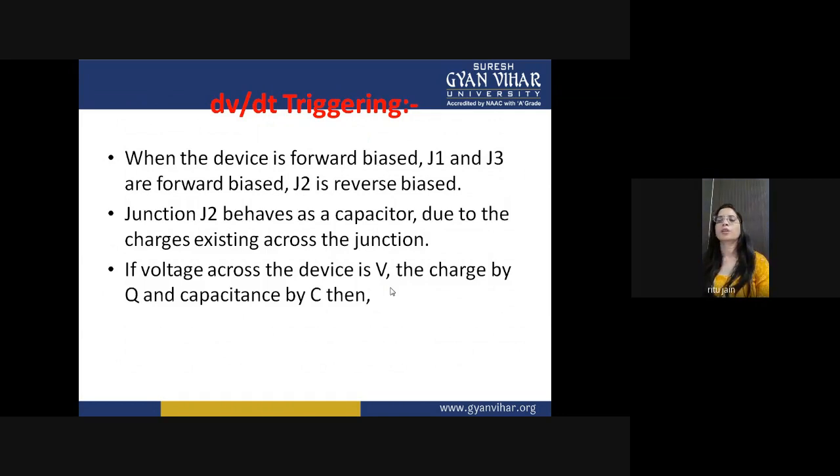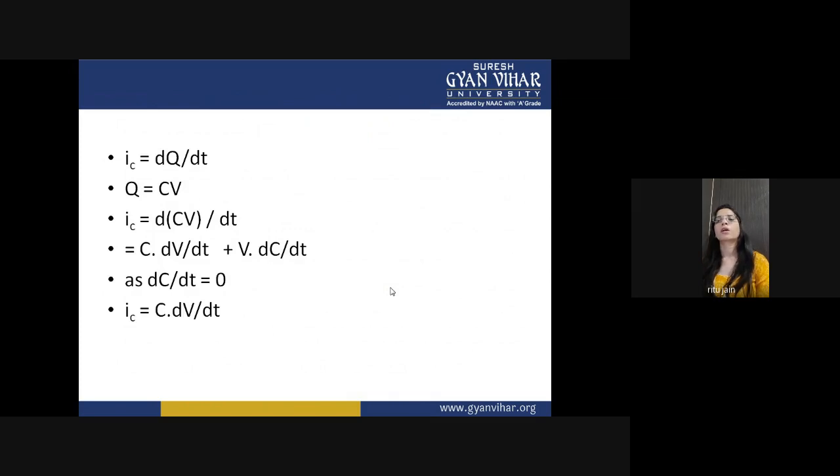If the voltage across the device is V, the charge is Q and the capacitance is C, then the capacitor current IC is equal to dQ/dt, and the charge is equal to CV, so the current through the capacitor is d(CV)/dt. So C dV/dt plus V dC/dt. And since dC/dt is 0, the capacitor current will be C dV/dt. So this is your dV/dt triggering.